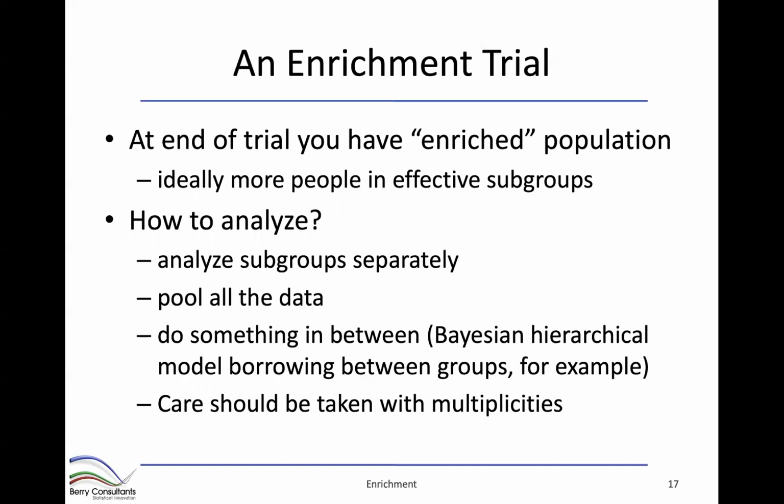Okay, so at the end of the trial, you're going to end up with this enriched population. In the slide that I showed before, I ended up with those blue people at the beginning, and then I had a large number of the red subgroup as well. So ideally, this enrichment has produced more people in effective subgroups. You now have to decide how to analyze these.